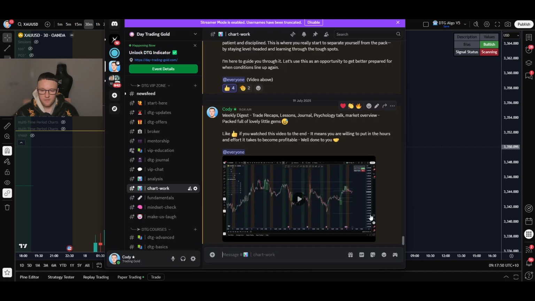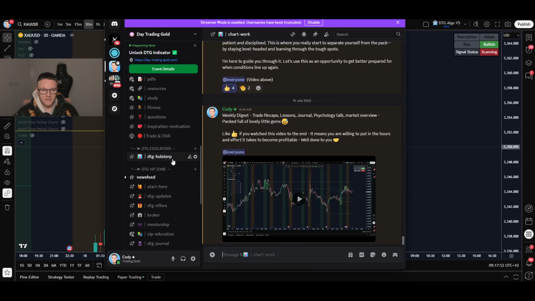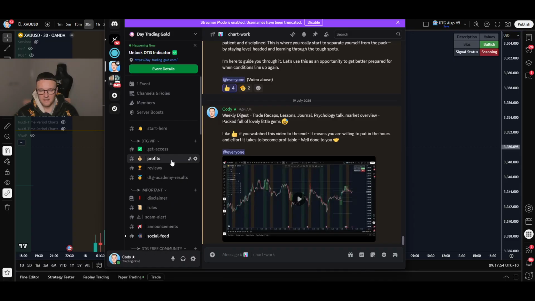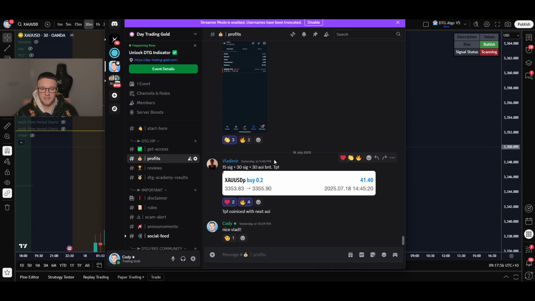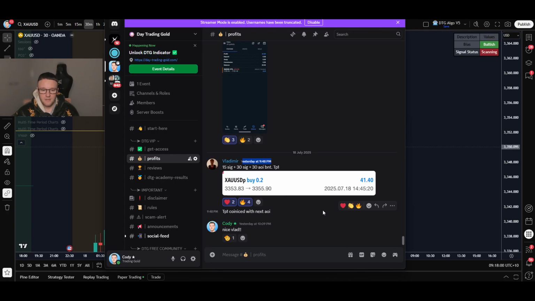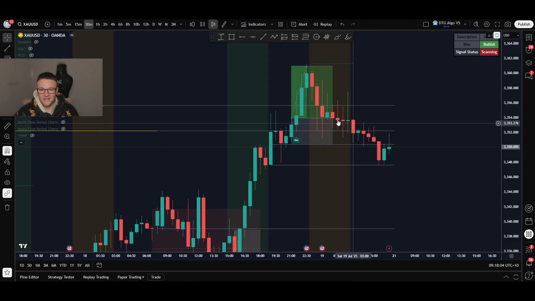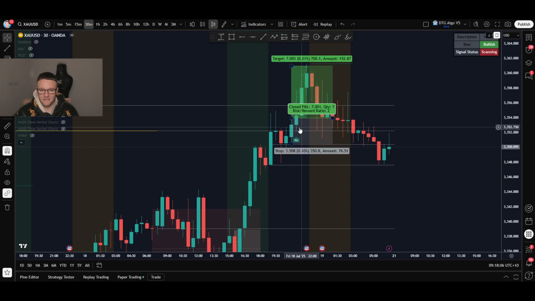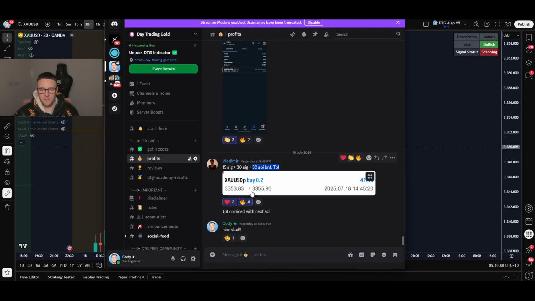Which again, if I show you the Discord now and move over to the Discord, we can see that members are also taking these setups, not just me. They're very clear. You can see right here, this was yesterday. This was this exact trade right here. 15-minute, 30-minute signal with a 30-minute AOI break and tap. This is your AOI break and tap right here with a 30-minute signal right there.